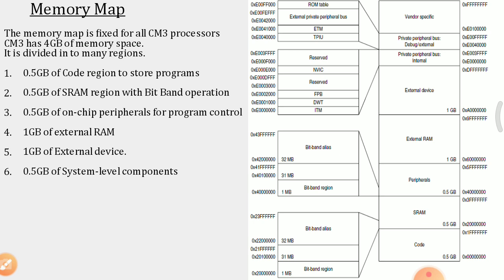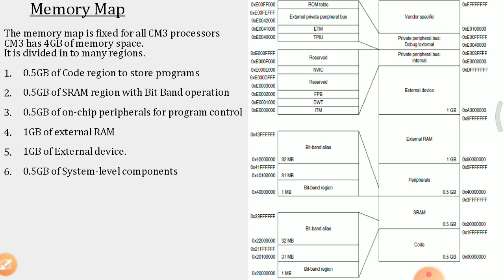Then we have 1 GB of external RAM as well as 1 GB of external device. The difference between the two is that program execution in the external device region is not allowed, but program execution in the 1 GB external RAM is allowed. There are also some differences in caching behavior between the external device and external RAM.